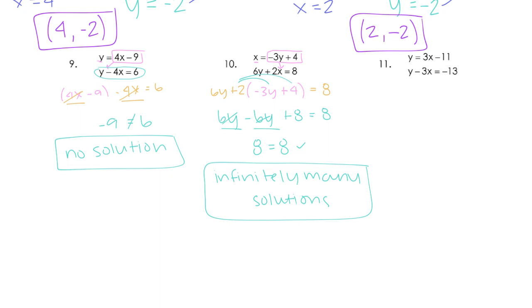And then again, if I was to ask you to graph these, you would realize that they have the exact same slope and the same y-intercept. So these two lines would actually coincide or be directly on top of each other. So that would be another way that you would know it was infinitely many solutions.